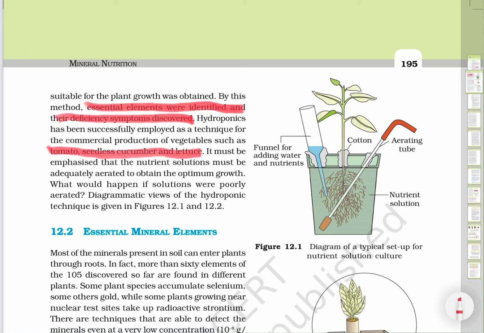It must be emphasized that the nutrient solution must be adequately aerated to obtain the optimum growth. What would happen if the solution were poorly aerated? The alternative use of the hydroponic technique is given in the figure. Alright, so this is for adding water and nutrient solution, with cotton, aerating tubes, and nutrient solution there.